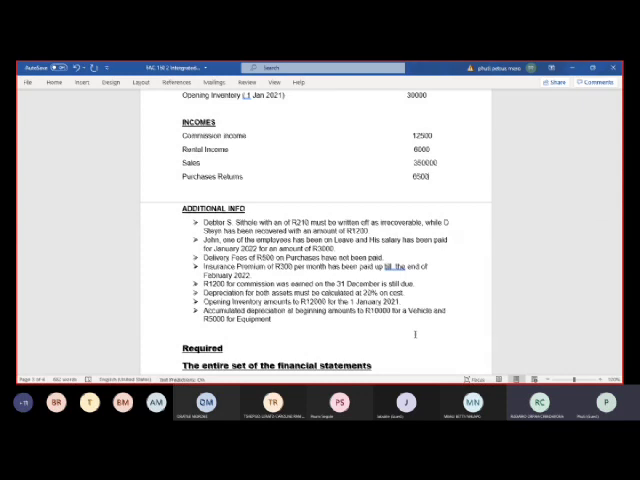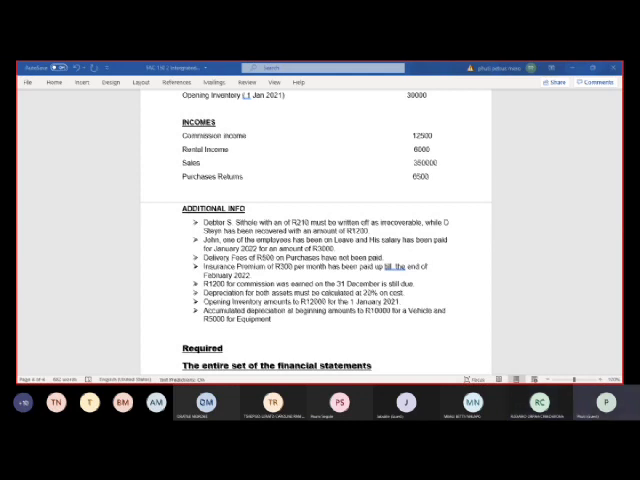There's a transaction I'm concerned about in your additional information. Look at transaction number 1, where it says debtor S Sitole with an amount of 210 must be written off as irrecoverable, while this has then been recovered with an amount of 1.2. What do you think we should do about this transaction? The 1.2 can go on other income. So credit losses recovered on incomes, an amount of 1,200 rand. Then the 210 we put on expenditure.